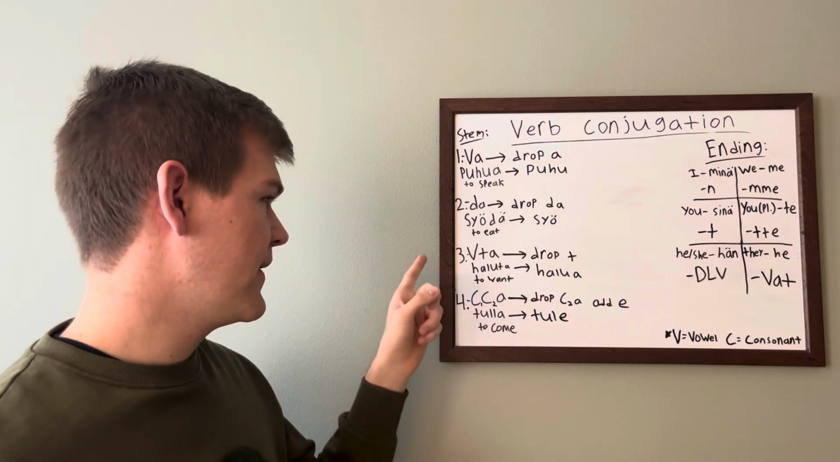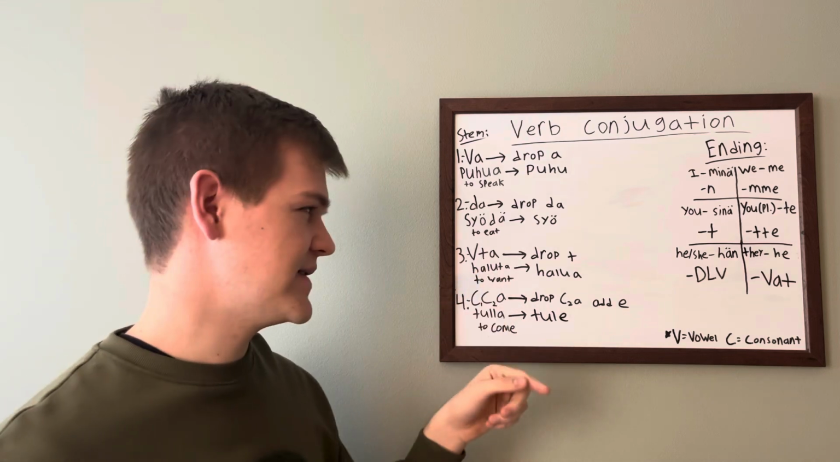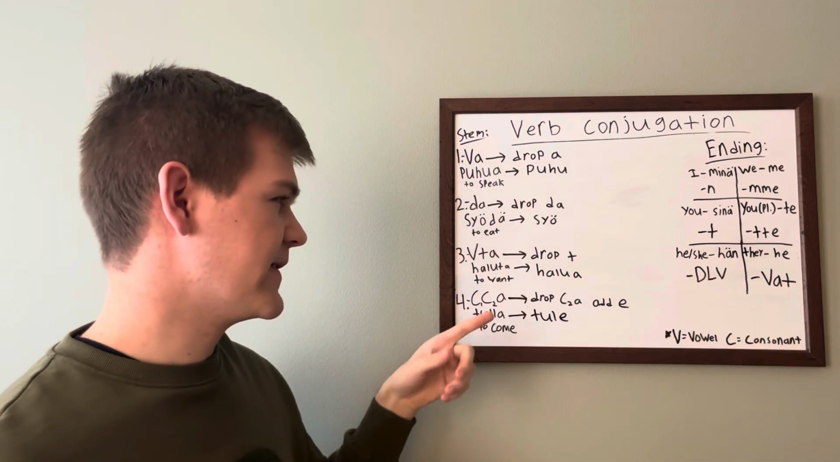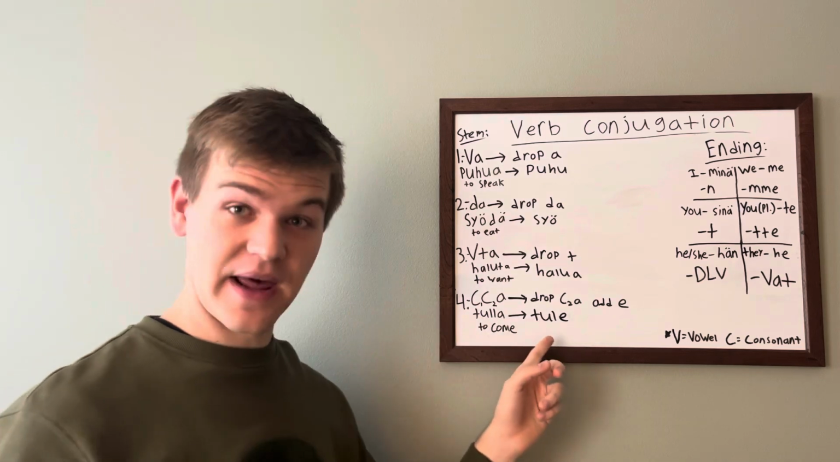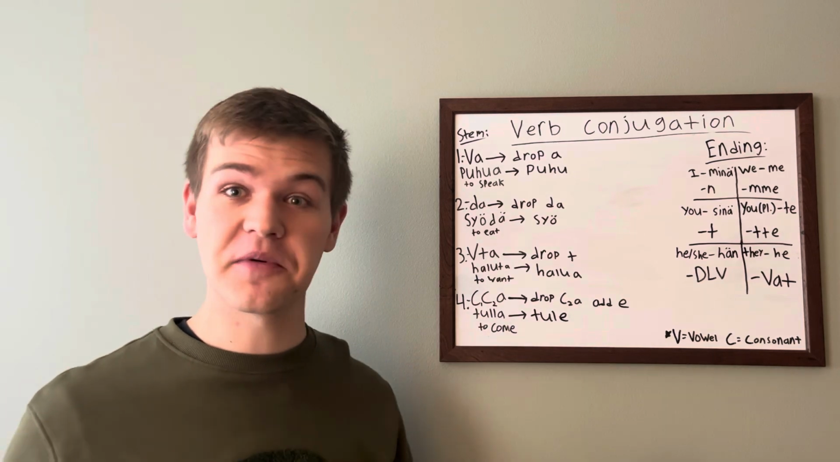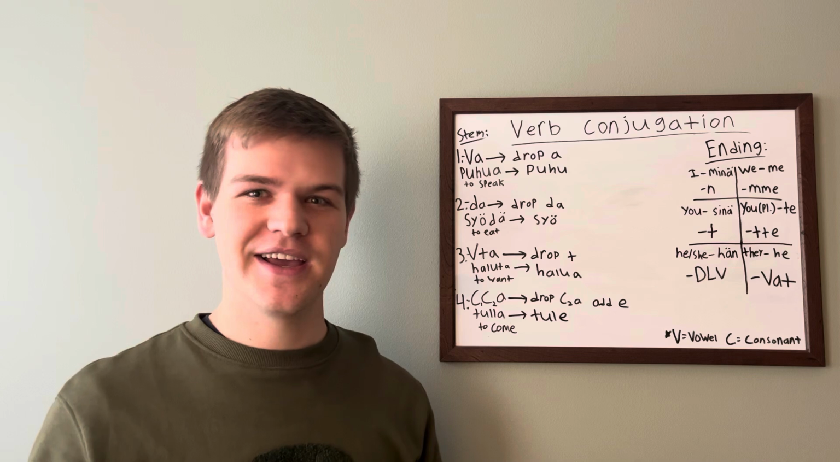We don't say he halutavat, we say he haluavat. We don't say te tulate, we say te tulette. So that's really important. But that's really all there is to it. It's really simple like that.